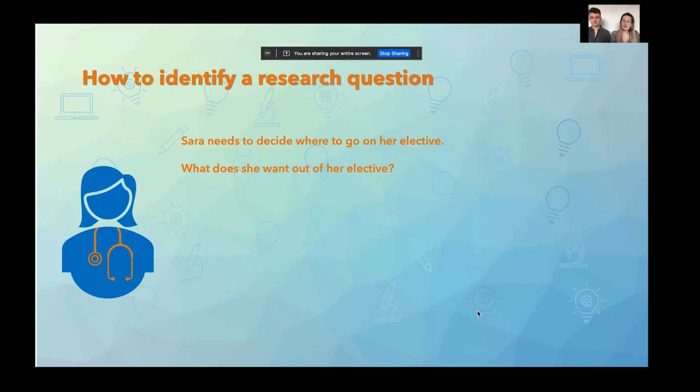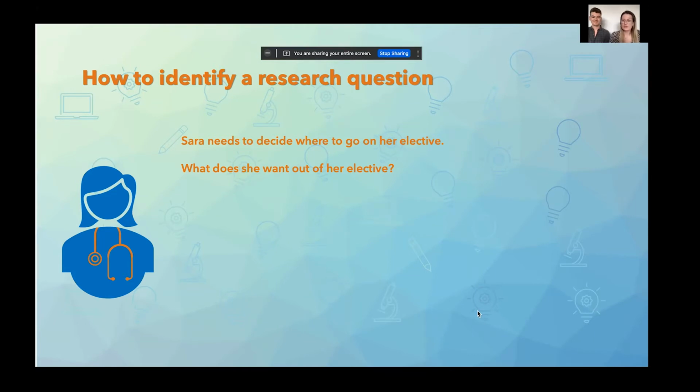Okay, so we're just going to go back to Sarah briefly. She needs to create a research question based on this problem about where she's going to go on her elective, and we're going to use that PICO tool. So have a little think yourselves about what her research question could be, using the tool that we just showed you. So here's what we came up with.